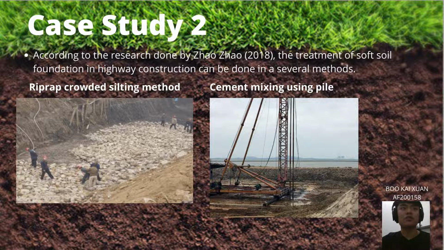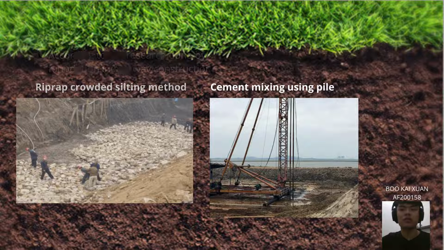The first method is the riprap crowder silting method. It is a method that sets a certain proportion of gravel and silt to fill up the subgrade in order to improve the subgrade strength. The second method is cement mixing piles. This method mainly uses cement as a curing agent, and the cement has adaptability to construct the soft soil foundation in various forms to improve the stability.